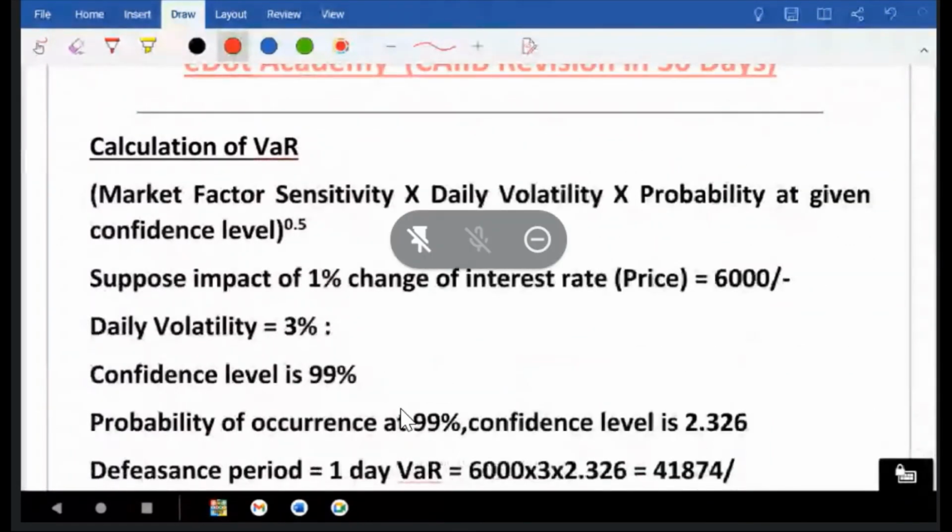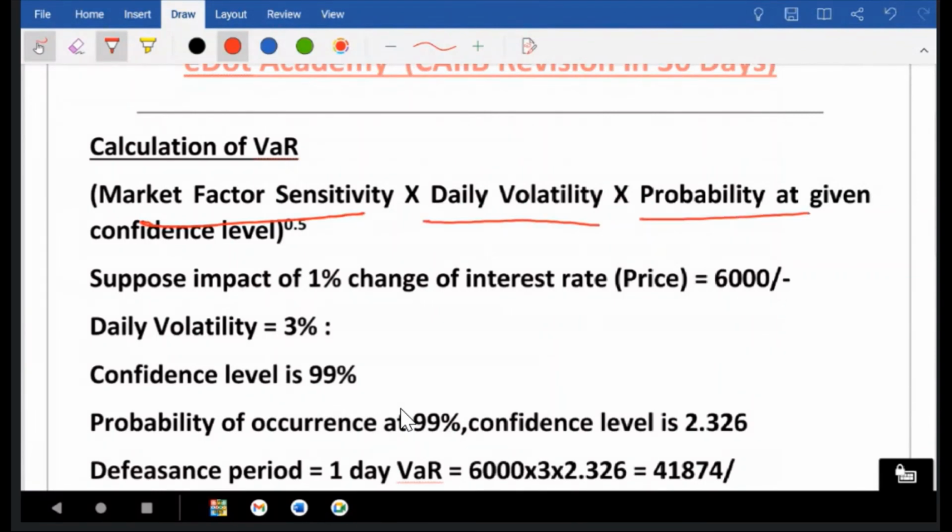Now we'll do one more numerical of VaR, how VaR is calculated. Once again, what is the formula? Market factor sensitivity, daily volatility and probability, and take the square root. Suppose the impact of 1% change in interest is 6,000. Daily volatility is 3%. Confidence level is 99%. So the probability factor of occurrence of this level is 2.326.